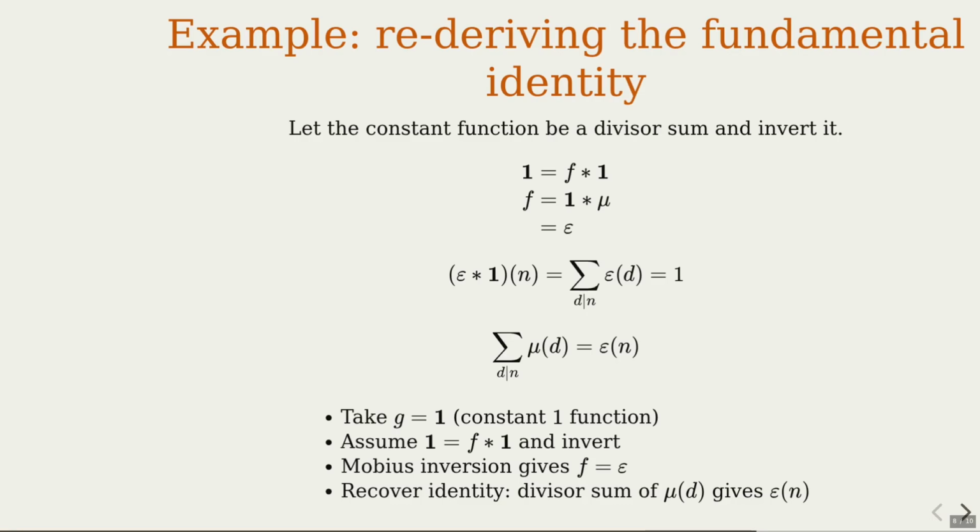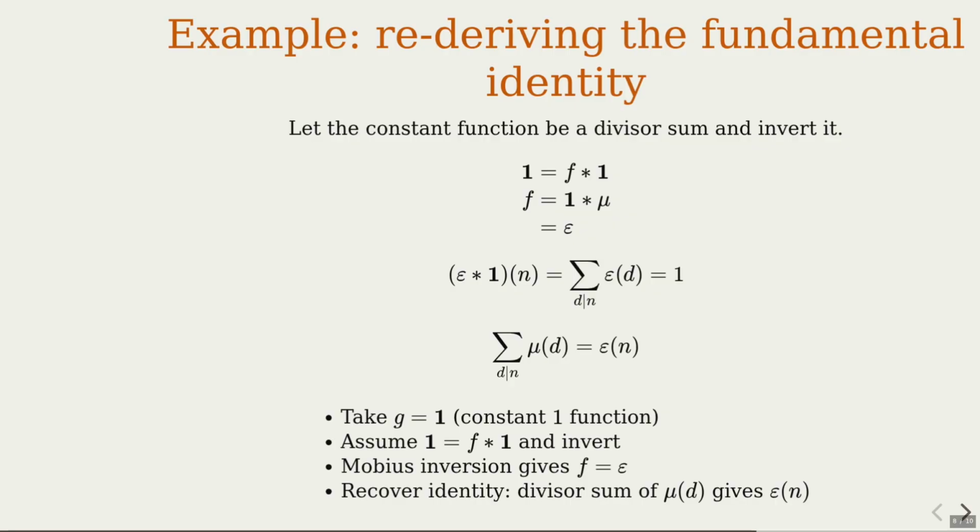Suppose 1 is equal to some function f convolved with the constant 1 function. If we apply Möbius inversion, the equations on the slide show that f must equal 1 convolved with mu, which in turn is epsilon. Then if f is epsilon, convolving epsilon with the constant 1 function must give back the constant 1 function, right? That sounds like a good consistency check.